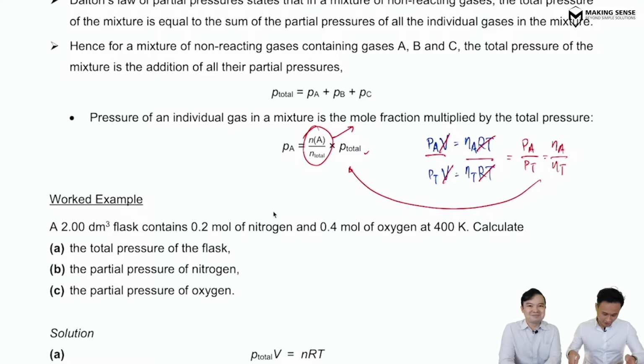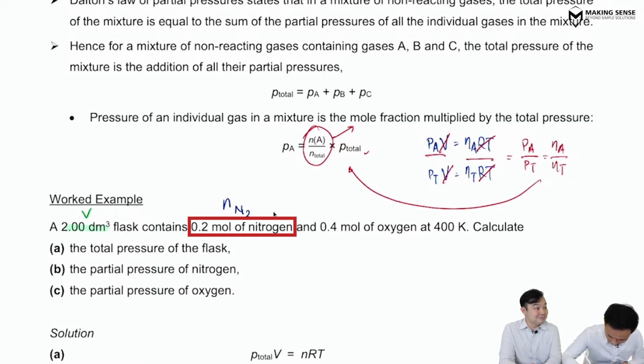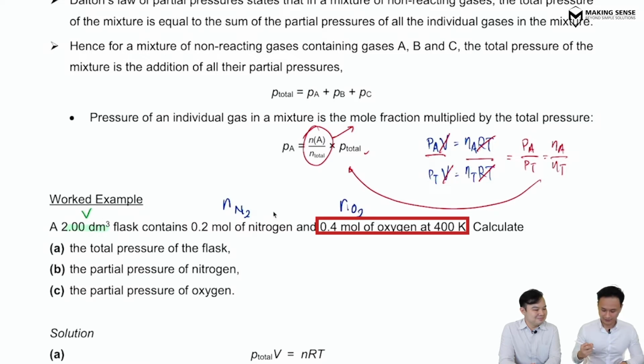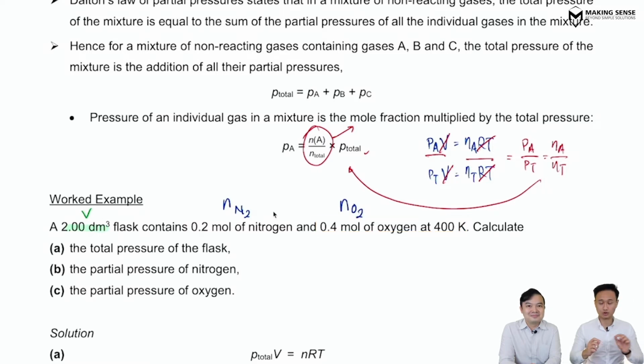Now can you show us how we're going to apply these formulas in a worked example, Mr. Tim? Of course. So let's look at this worked example. We have a volume of the flask given, 2 dm cubed. So I'm going to write here V. Now it contains 0.2 moles of nitrogen. So we have the number of moles of nitrogen here, right? We have the number of moles of oxygen also given, right? NO2. Now they want us to calculate the total pressure of the flask.